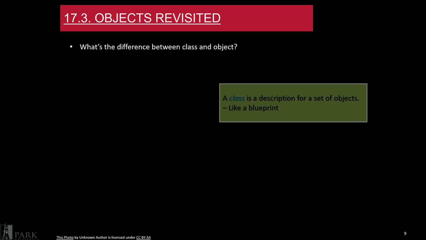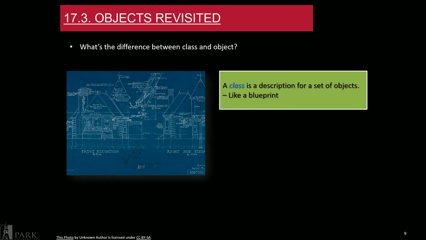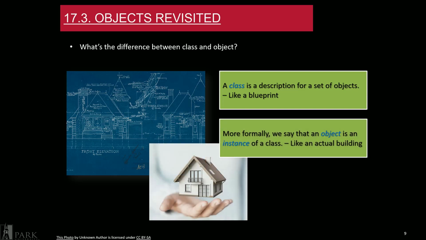A class is a description for a set of objects. Okay? It is what defines what the objects are. You can think of this as like a blueprint, where we say an object is an instance of a class, much like how a building is constructed from a blueprint.